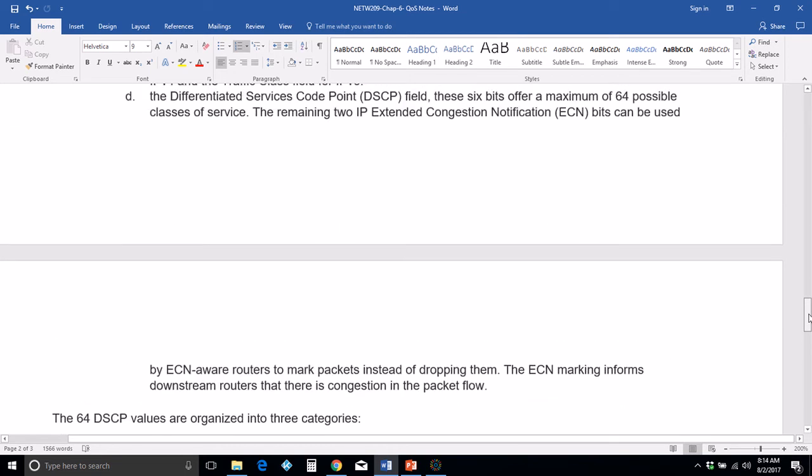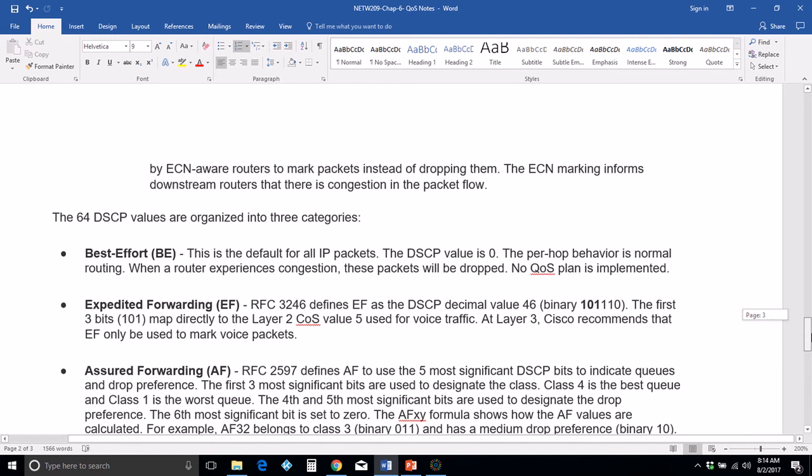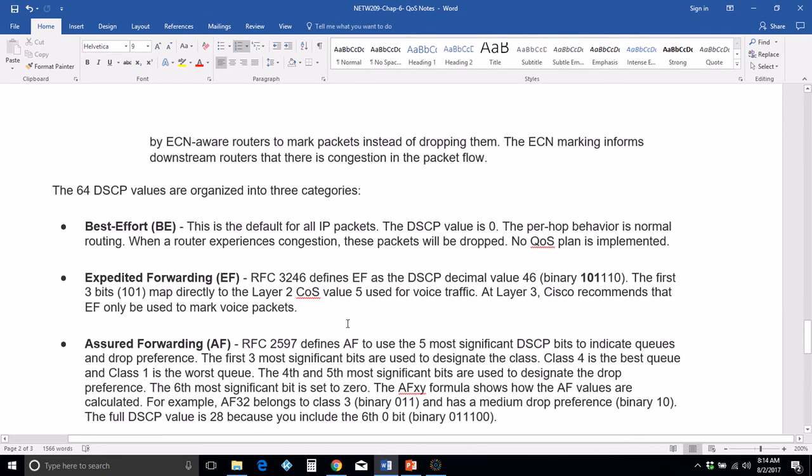So those 6 bits on the left-hand side, the DSCP, can be broken down into 3 categories: best effort, expedited forwarding, and assured forwarding. So please write those 3 things down: the ECN number and what it is, and for the DSCP, the 3 categories are best effort, expedited forwarding, and assured forwarding. The default for all IP packets is best effort, of course, so this is really no QoS.